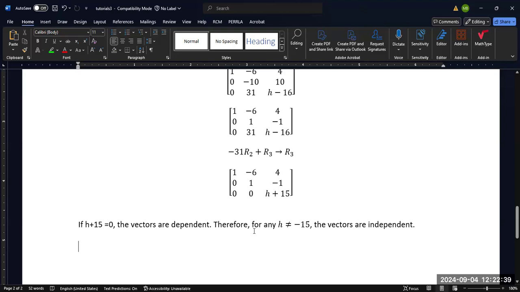Now, occasionally, you may be able to spot conditions for dependency by inspection, but most of the time, that's not going to be the case, especially if you have more than two vectors. So it's usually easier to just go ahead and do the row reducing and then get your condition this way.